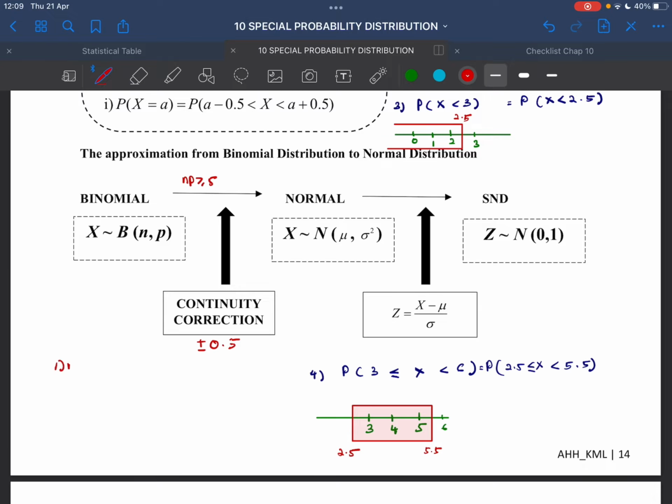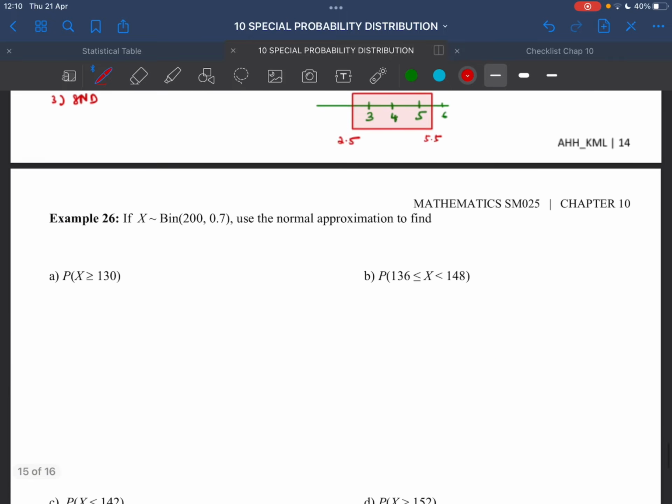First is we have to find our np and nq from binomial. So see if your np is greater than or equal to 5. If it is greater, then you have to do continuity correction. And the third one is we are going to do standard normal distribution. Okay, so that is the 3 steps that you have to do. So let's see the example.